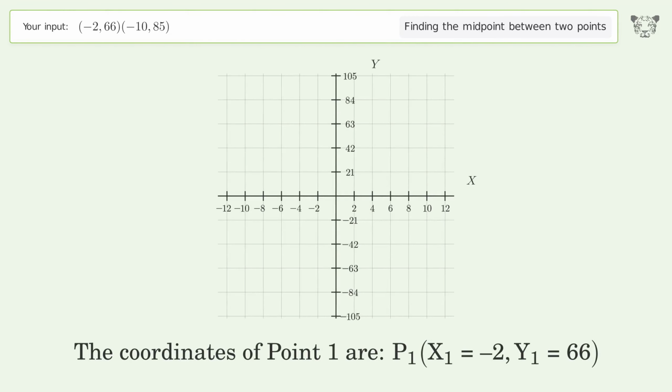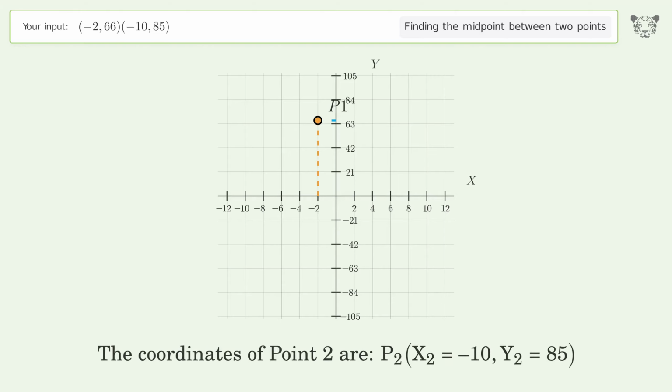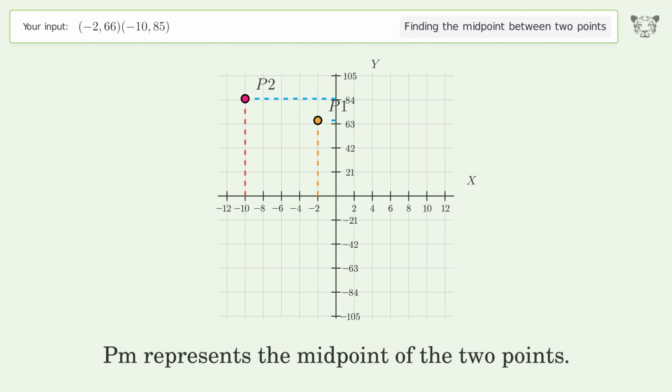The coordinates of point 1 are x1 equals -2, y1 equals 66. The coordinates of point 2 are x2 equals -10, y2 equals 85. PM represents the midpoint of the 2 points.